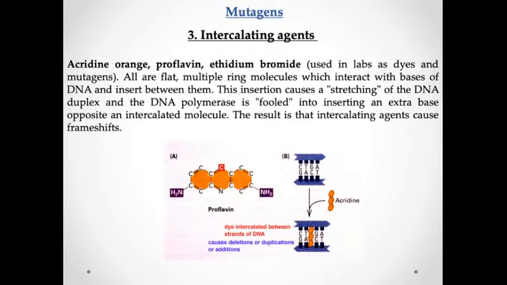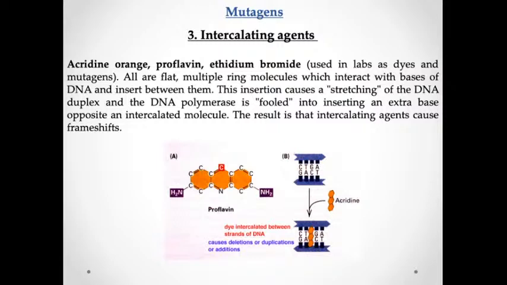All are flat, multiple-ring molecules which interact with the bases of DNA and insert between them, and this insertion causes stretching of the DNA. DNA is stretched because of that and duplicates. DNA polymerase is fooled into inserting extra bases, and as a result the intercalating agents cause a frame shift. So a frame shift is happening in the case of intercalating agents.